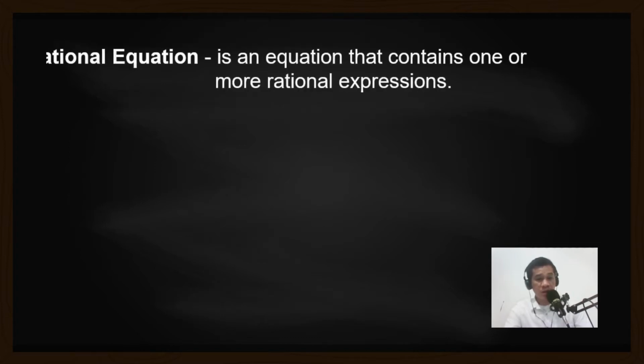Now let's define what a rational equation is. When we say rational equation, it is an equation that contains one or more rational expressions. For example, we have here 9x over 3 is equal to 27 over 3. So again, by definition, it contains a rational expression. Our rational expression here is 9x over 3. On the other side is 27 over 3. In between there is the equal sign, so it is a rational equation.